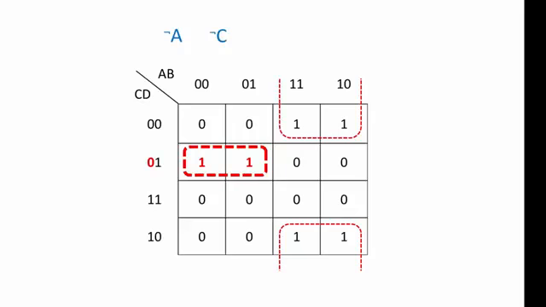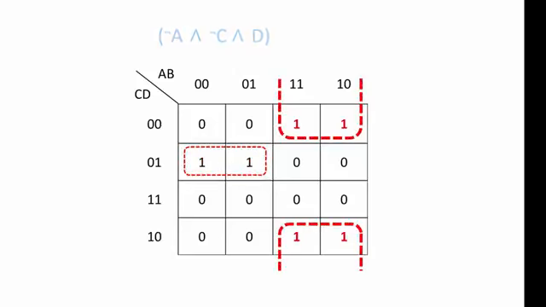Furthermore, the value of C is always 0. So they represent not C. And finally, where there are ones, the input value of D is always 1. So this group corresponds to D. This group is therefore not A and not C and D.